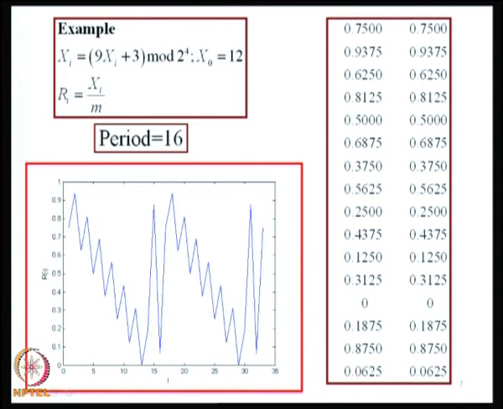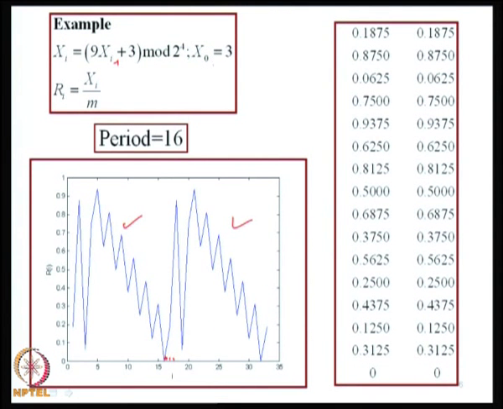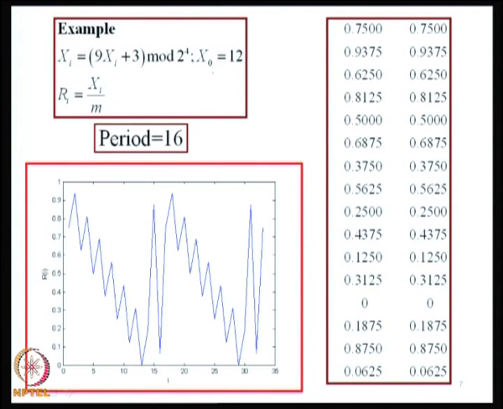Now, similarly we make another choice, again the period is 16, where what we are doing is we are changing the initial value. This initial value is 3 here and this is made as 12 here, and this is known as the seed of the random number generator. So, for different seeds we get different sets of 16 numbers, but that repeats.